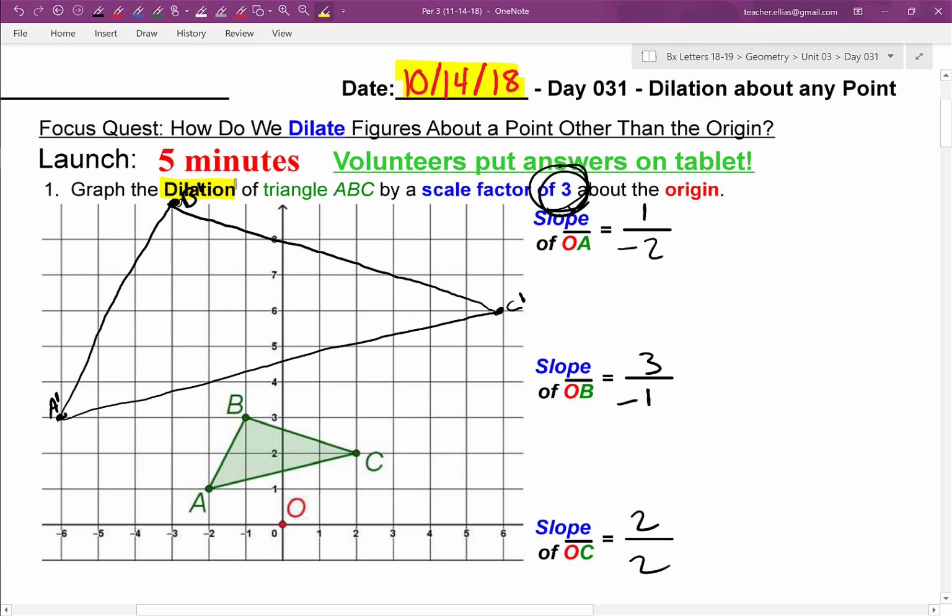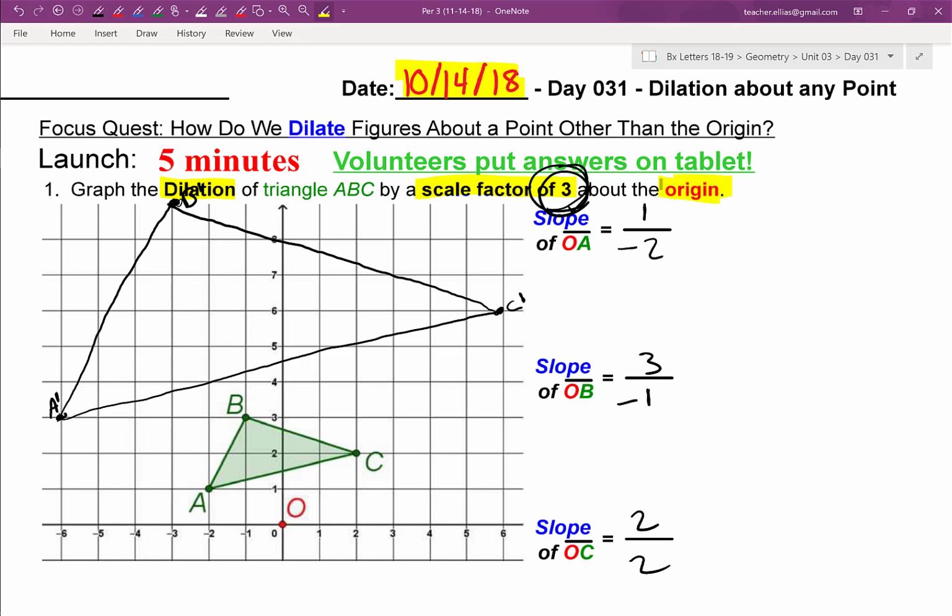Whenever you have a dilation, what is one of the important things? A scale factor of 3. And then what else is important? About the origin. Yeah, about the origin. So when you do the dilation, you need to get in your head, how much am I dilating? And then where am I starting? Because we're going to be looking at slope. We're going to get there next.